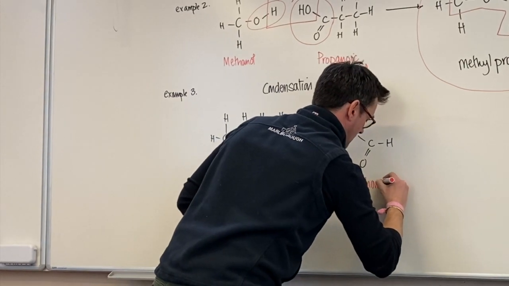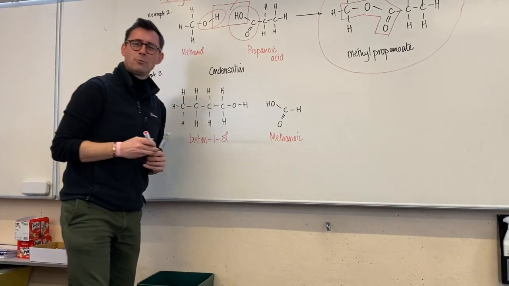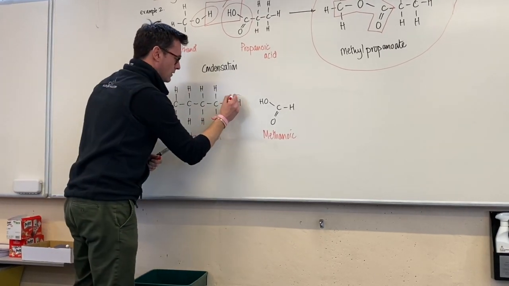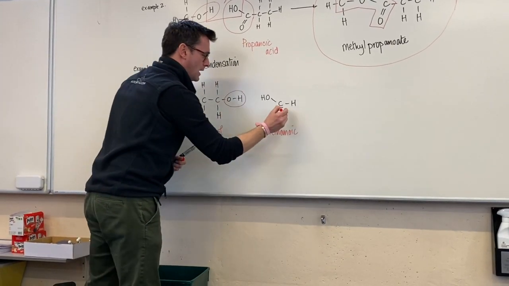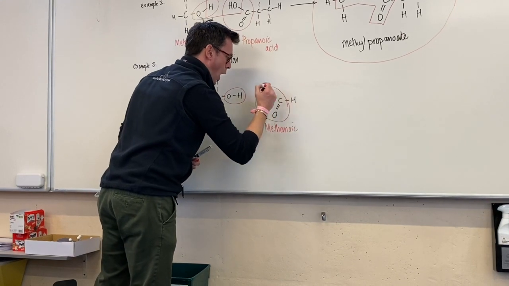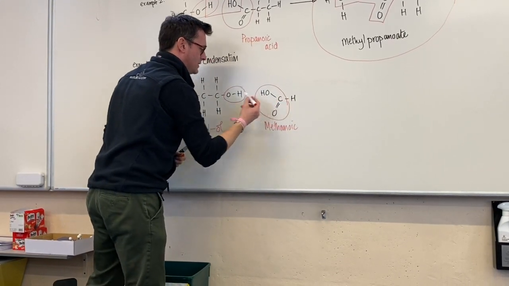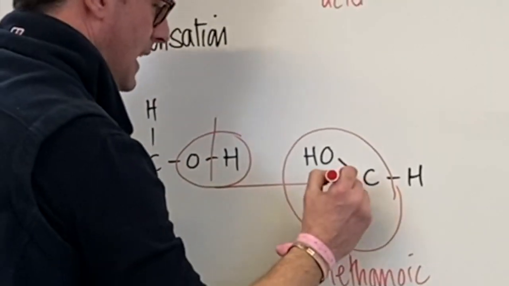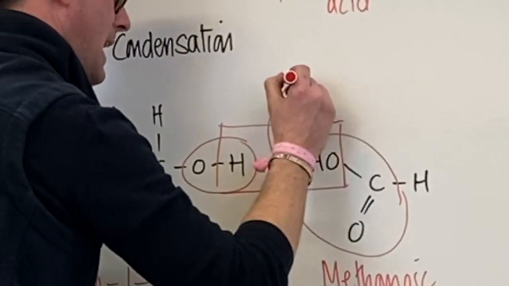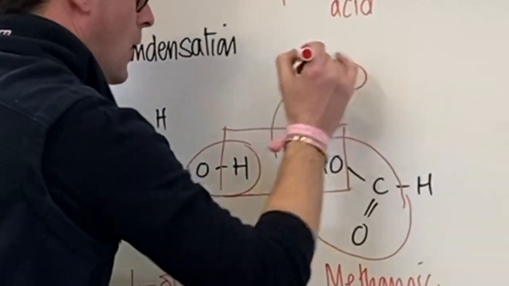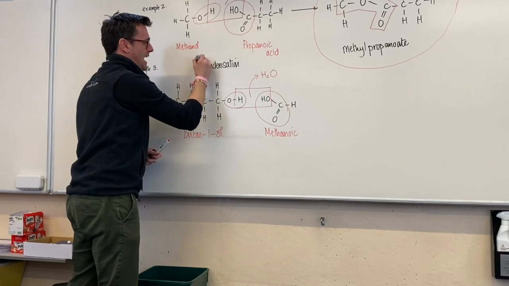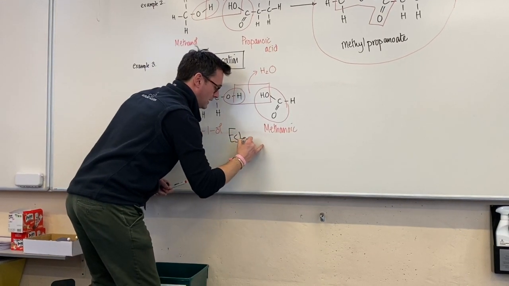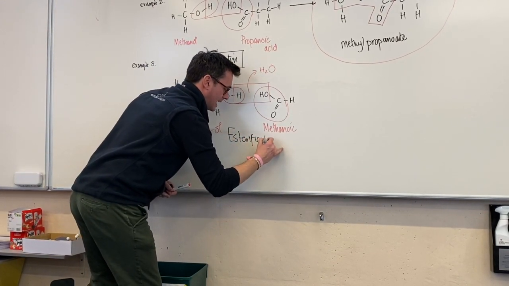Methanoic acid. So once again, we're going through the thought process associated with this. We've got the alcohol group, which is here. We've got the carboxylic acid group, the COOH, that we have here. And of course, what's happening during this process is we end up generating a water molecule. This, once again, is an example of a condensation reaction, or more specifically, we can call it an esterification reaction.